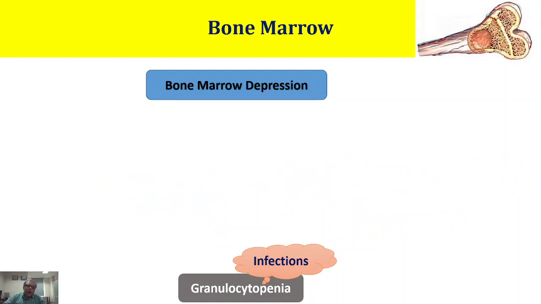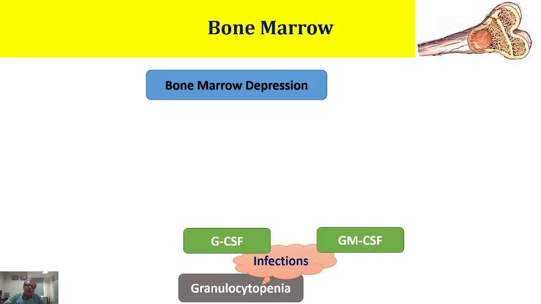Now, how to prevent the development of infection? Obviously, once the infection has developed, you have to give the appropriate antimicrobial regimen. But if infections are bound to occur, then we have to give agents which prevent the decline in WBC count. This is possible with the help of injecting granulocyte colony stimulating factor and granulocyte-monocyte colony stimulating factor. Okay.